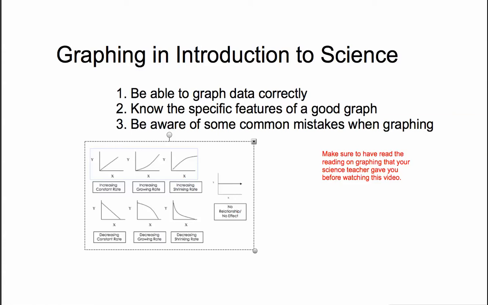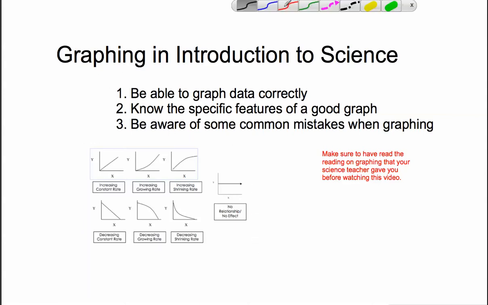All right, welcome to a video on how to graph for Introduction to Science, the ninth grade science class at Roseville Area High School. When you finish this video, you should be able to do the following things. 1. Be able to graph correctly for this class. 2. Know the specific features of a good graph. And 3. Be aware of some of the common mistakes when graphing.